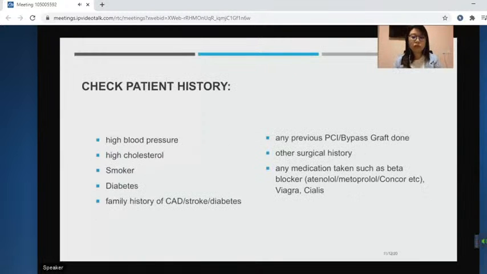Always check the patient history because this will help us in our protocol selection, including blood pressure, cholesterol level, smoking history, diabetes, family history, CAD, stroke, and any surgical history like PCI, bypass, or others, and any medications taken like beta blockers or Viagra, so that we can decide whether we should give GTN.